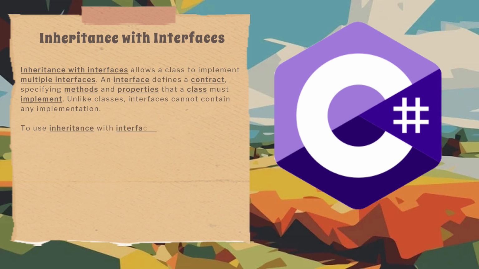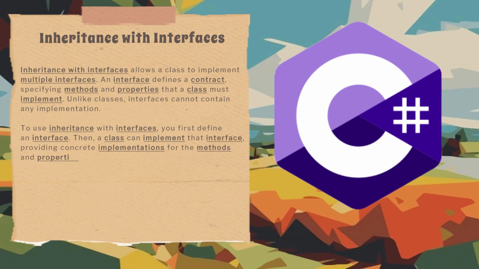To use inheritance with interfaces, you first define an interface. Then, a class can implement that interface, providing concrete implementations for the methods and properties declared in the interface.